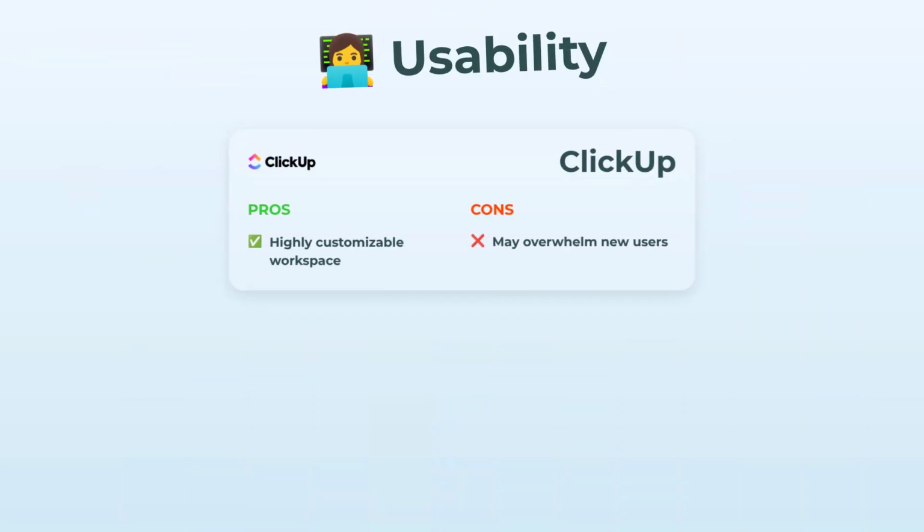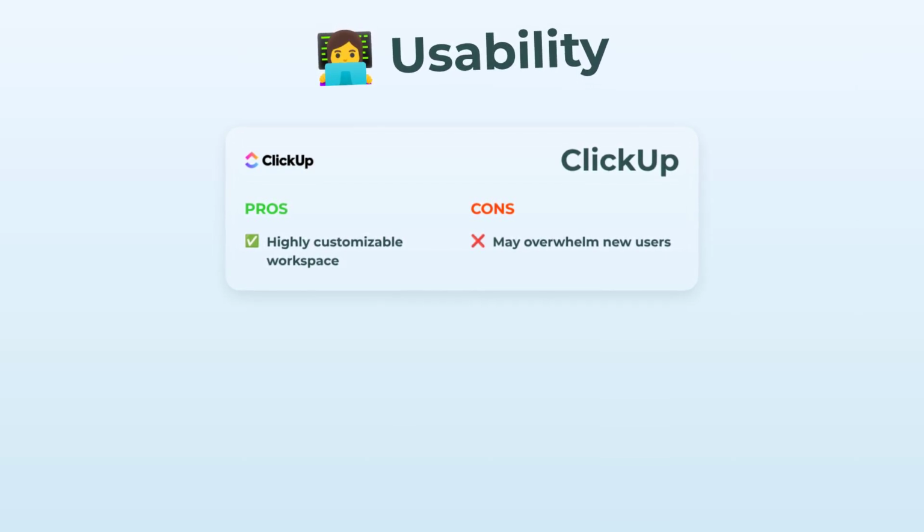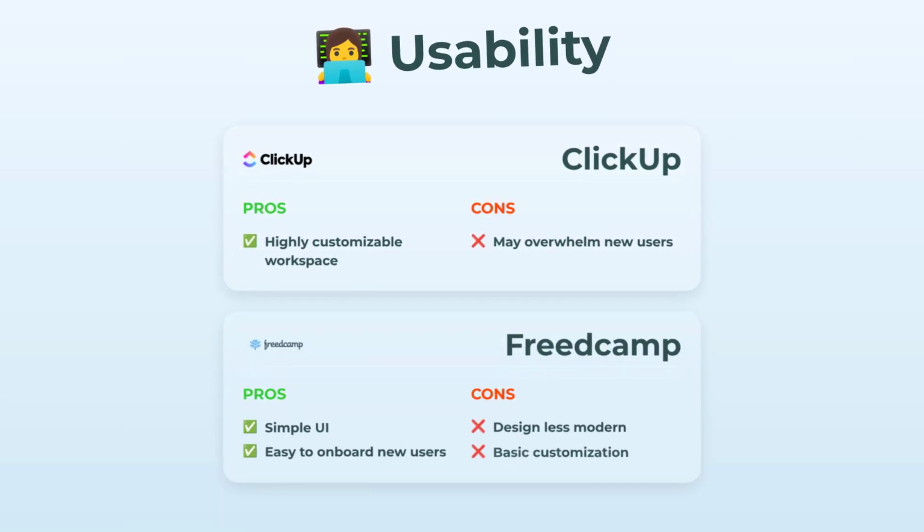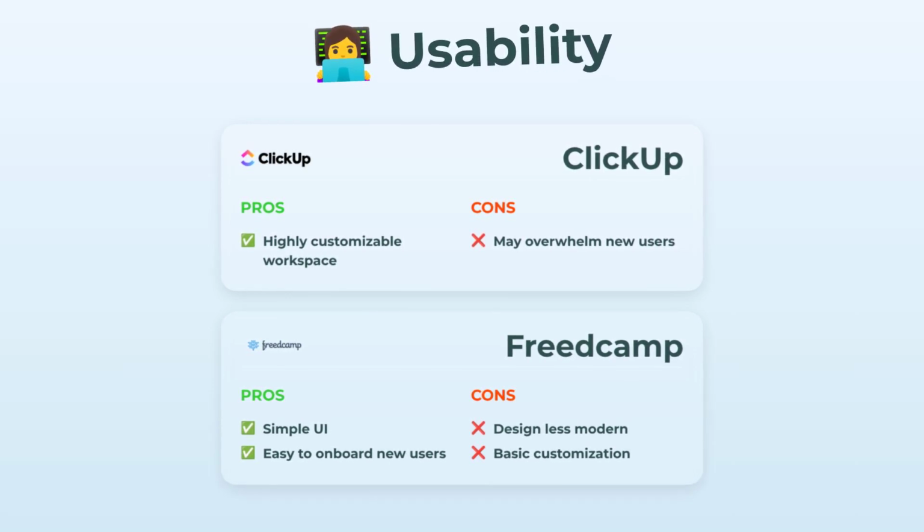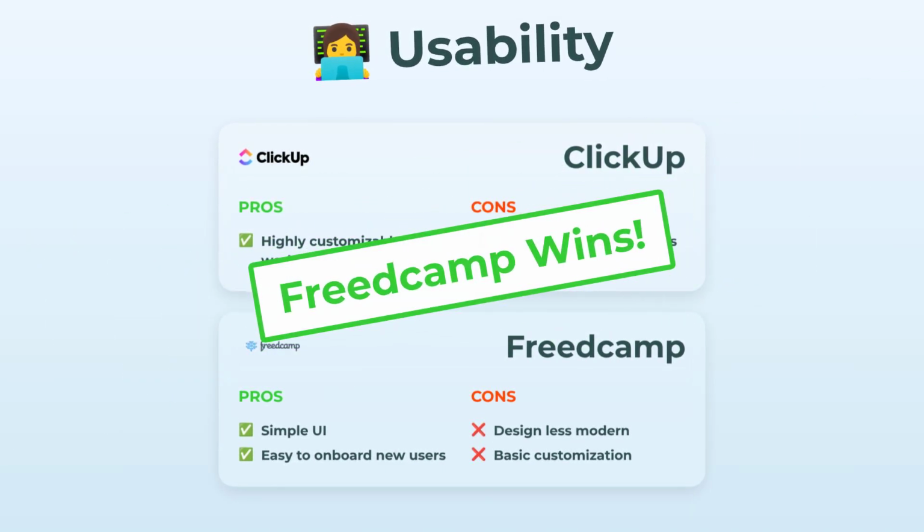Usability time, and I have thoughts. ClickUp is super customizable, which sounds awesome, right? But all that power means when you first log in, you could be slightly overwhelmed. Like, where does everything go? Now, Freedcamp, that's a totally different story. The UI is basic, but super easy to pick up, and you won't need a PhD just to assign a task. If you just want to get started and chill, Freedcamp wins the mood here.